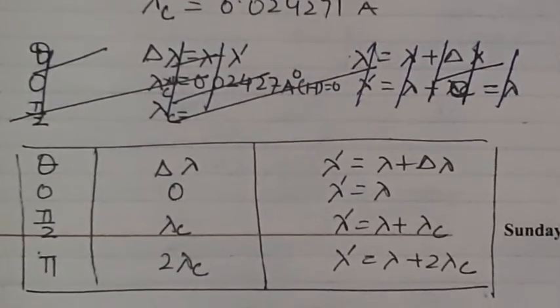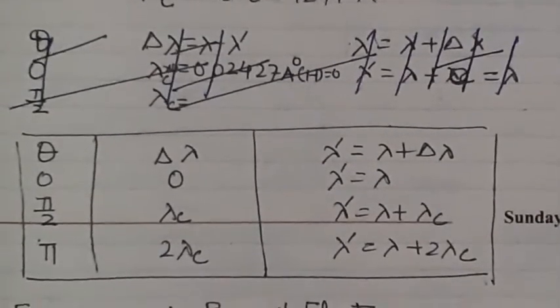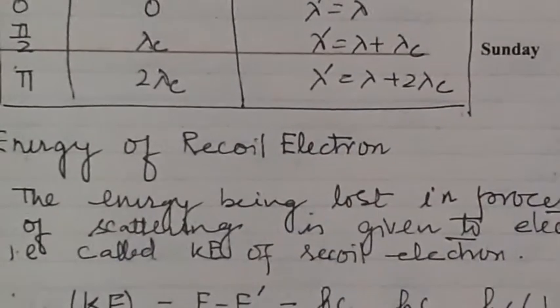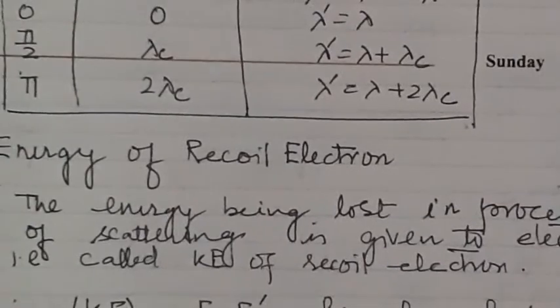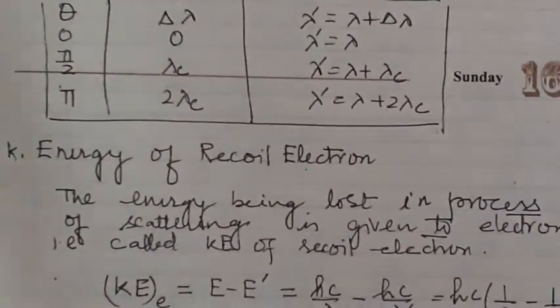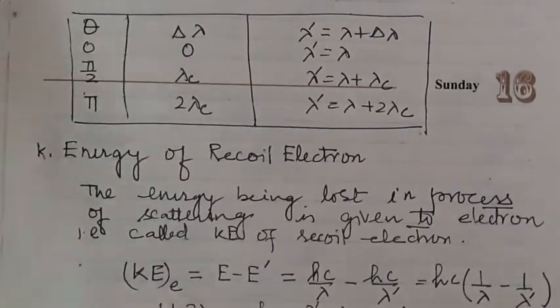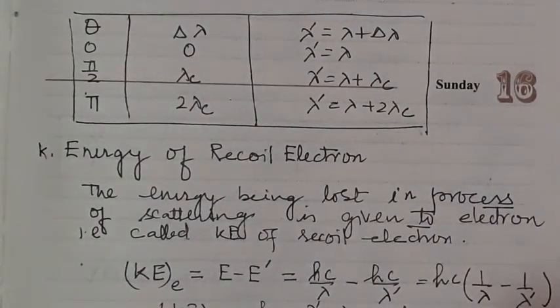Now I'm going to discuss the kinetic energy of the recoil electron. What is the kinetic energy of the recoil electron? If you look at it, the energy lost in the process of scattering is given to the electron, and that is called the kinetic energy of the recoil electron. So the kinetic energy of the recoil electron is mathematically defined as E minus E dash, the energy difference between the incident and the scattered.